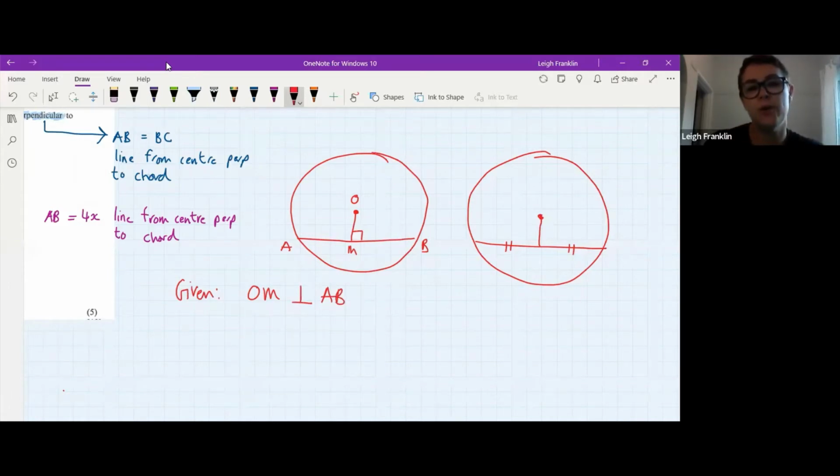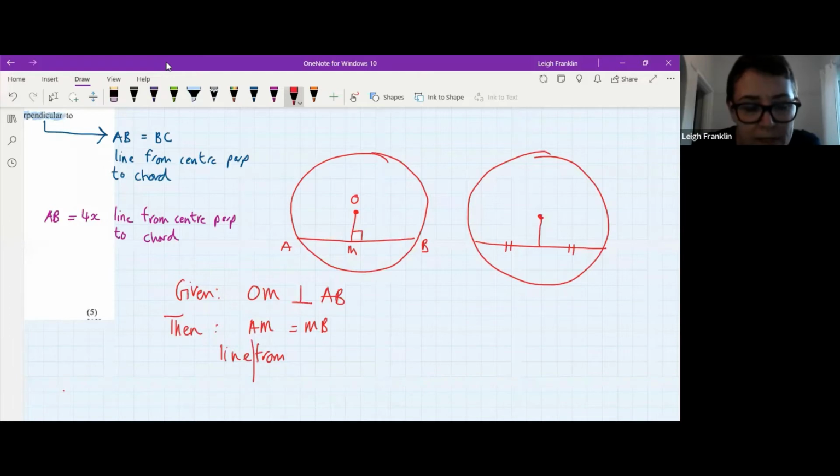Remember in the beginning I was saying to you, if you've been given something, what does it mean? The conclusion, the deduction you are reading into this is that AM equals MB, because the line from the center, O to M, that is perpendicular to the chord AB, will cut the chord in half. So that's line from center perpendicular to chord.